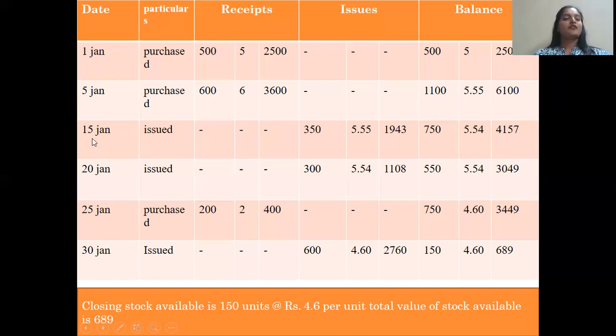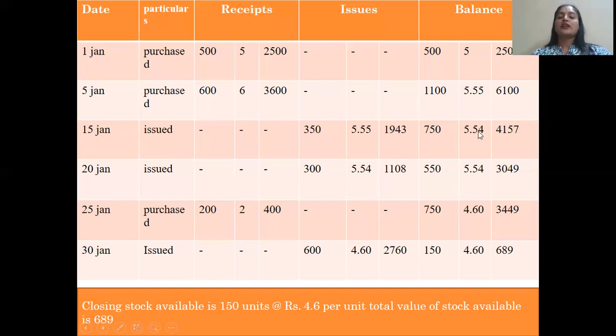Next, on 15th, we have issued. How many units were issued? 350 units were issued, out of 1100 issued 350. What is the cost per unit? 5.55, already we have calculated. Take that 5.55. So 350 into 5.55, 1943 you are going to get. So 1100 minus 350, 750 is the balance. 6100 minus 1943, you are going to get the balance of 4157.